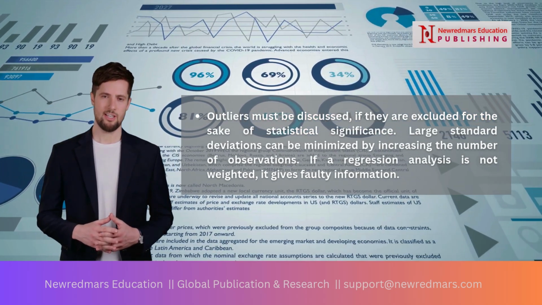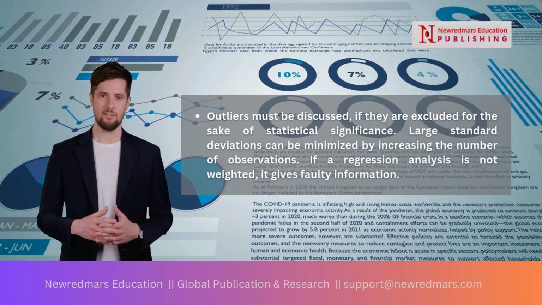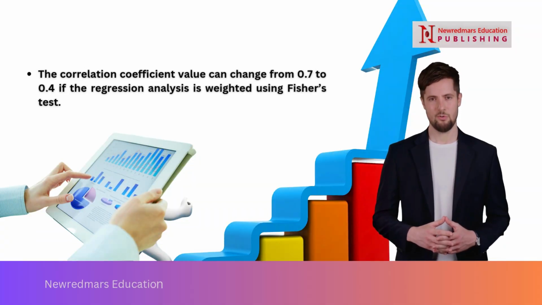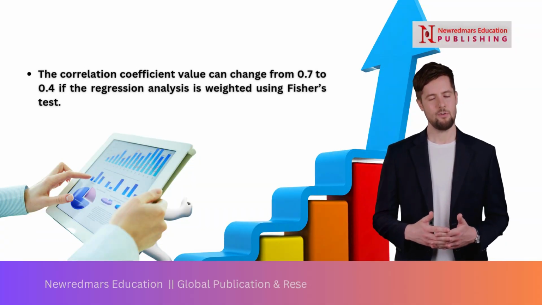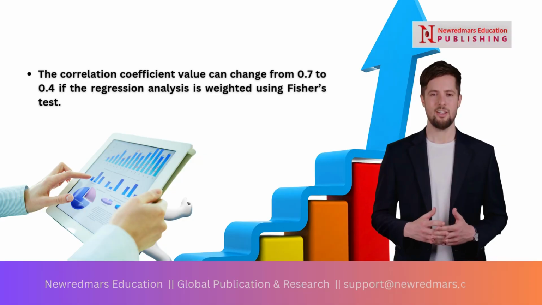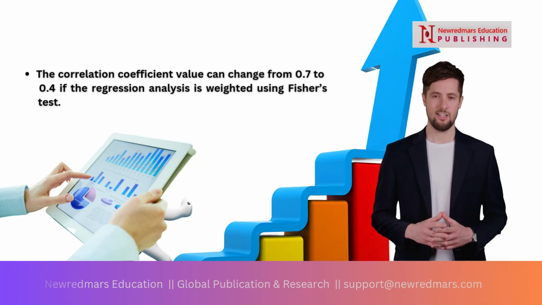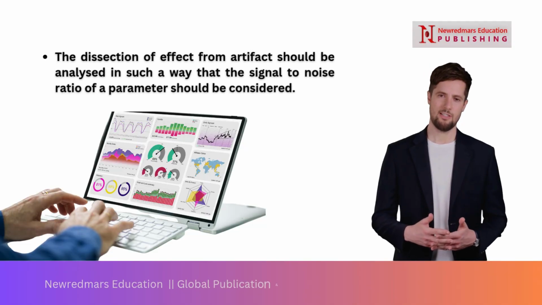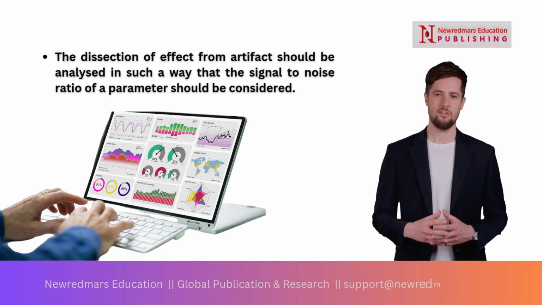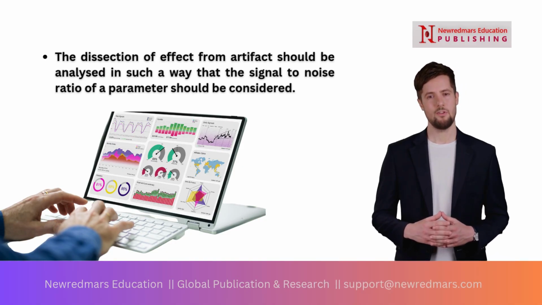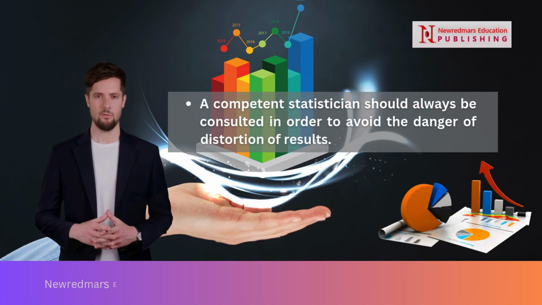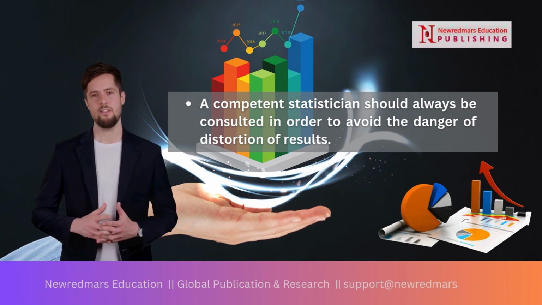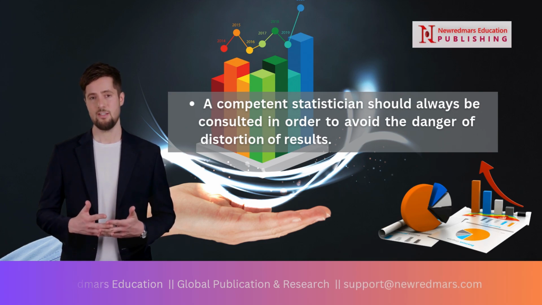If a regression analysis is not weighted, it gives faulty information. The correlation coefficient value can change from 0.7 to 0.4 if the regression analysis is weighted using Fisher's test. The dissection of effect from artifact should be analyzed in such a way that the signal-to-noise ratio of a parameter should be considered. A competent statistician should always be consulted in order to avoid the danger of distortion of results.